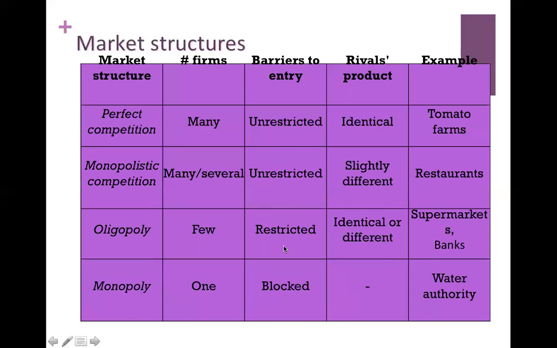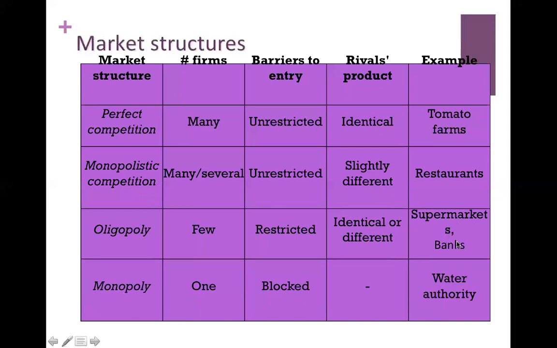We increase the barriers to entry, quite high. Therefore, as a result, only a few firms that have strong resources can compete. The products may be identical or different. Examples in this category could be supermarkets, banks. If you look at industries in Australia, majority of the industries in Australia are in oligopoly competition. Small businesses in Australia are normally in monopoly competition.